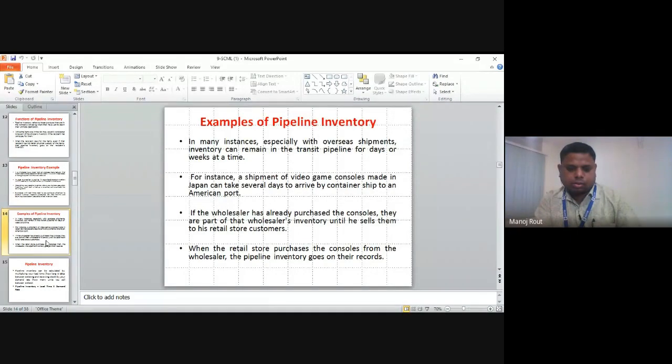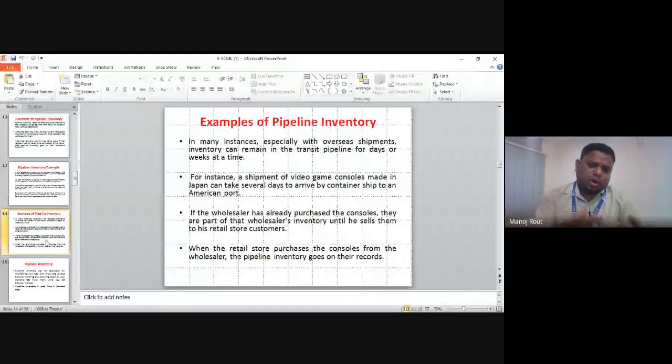When the retail outlet purchases the console from the wholesaler, the pipeline inventory goes directly onto their records. Just imagine, most costly or branded cars are collected through pipeline inventories. In the case of overseas or custom cars, components and subcomponents are ordered through transit inventory modes and then assembled inside India. But nowadays, due to the involvement of many multinational automotive companies, they directly establish their assembly centers in India, and it happened due to the involvement of transit and pipeline inventories.